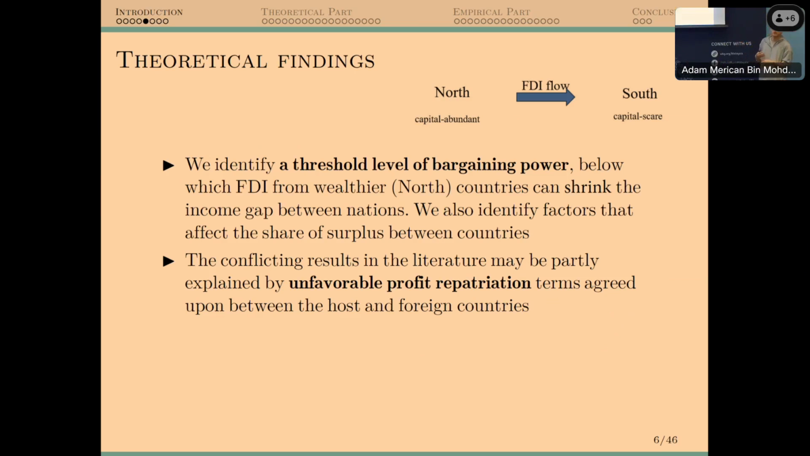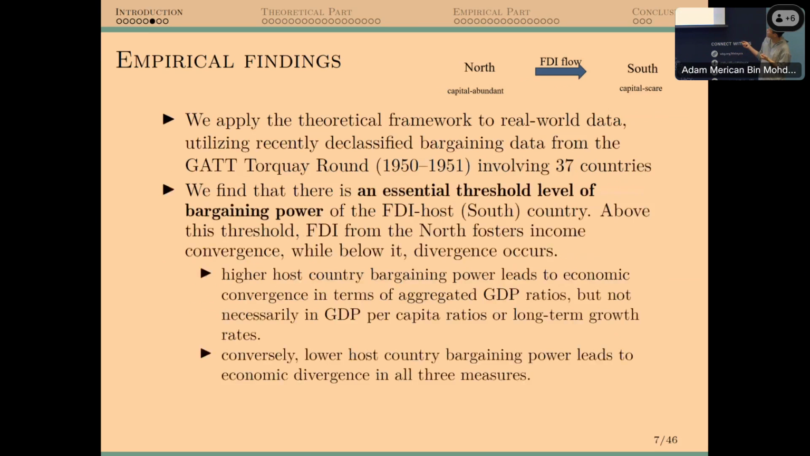And we also conducted empirical work. We applied the GATT Uruguay Round data. It's newly declassified trade data involving 37 countries' negotiations on trade concessions. We find an essential threshold level, similar to the theoretical part. This empirical finding is from a host country's perspective. For a host country, if the bargaining power is high, then it can promote economic convergence between the poor country and the rich country when the poor country receives FDI from the rich. And of course, if the bargaining power is lower, then it will cause economic divergence between the countries.